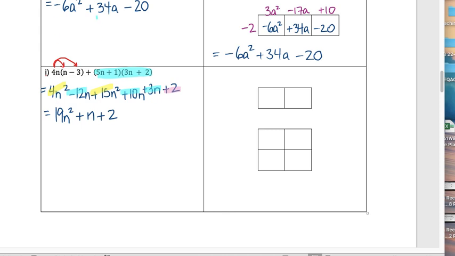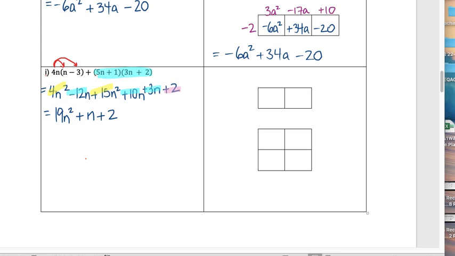The reason why I was highlighting all of them here is to show you where all the like terms are. The n squareds are like terms. There's 19 of them. The n's are like terms, so there's some negatives and some positives. You have a positive 13 versus negative 12, so positive 1n. If you put the 1 like that, that's fine, but we don't write it like that. We just write n. And then the 2 was by itself. It was its own unique term. So here's your final answer.